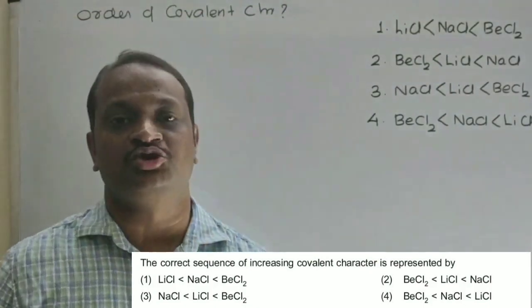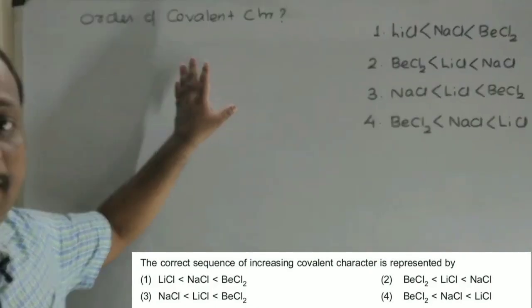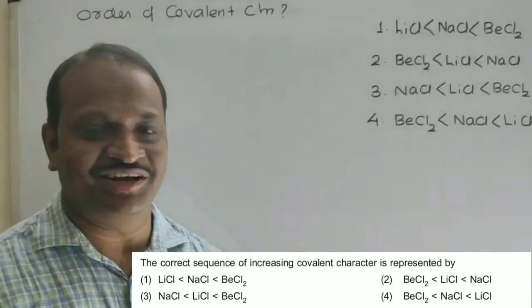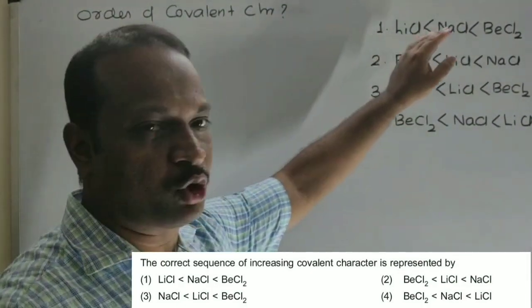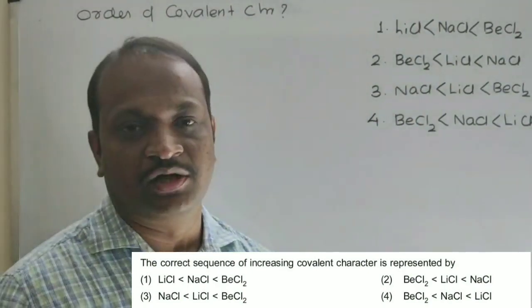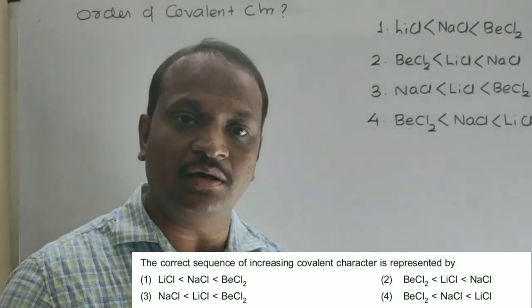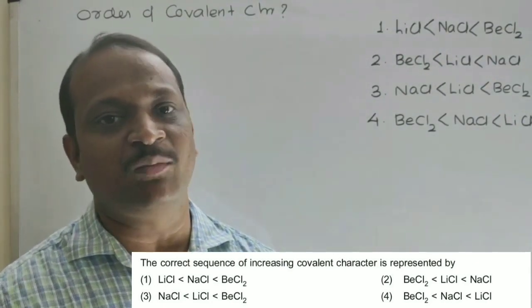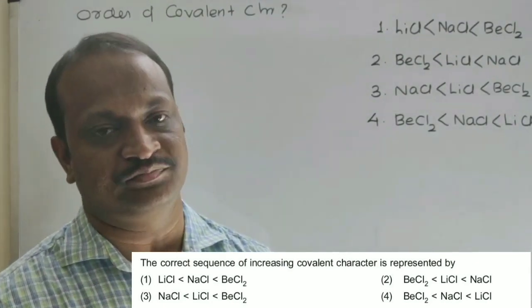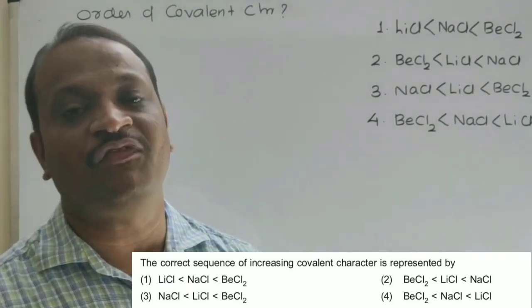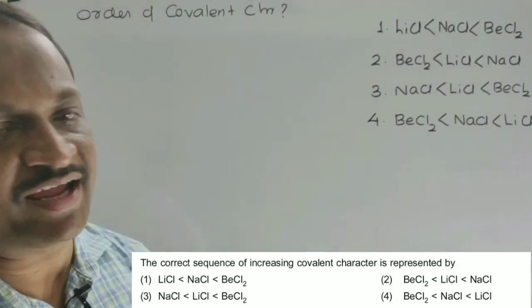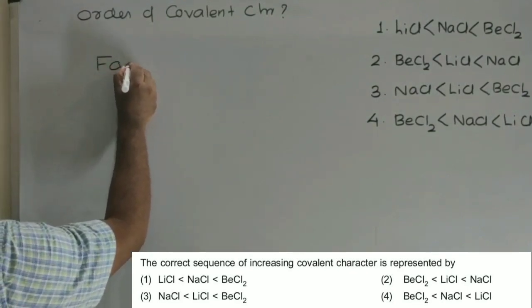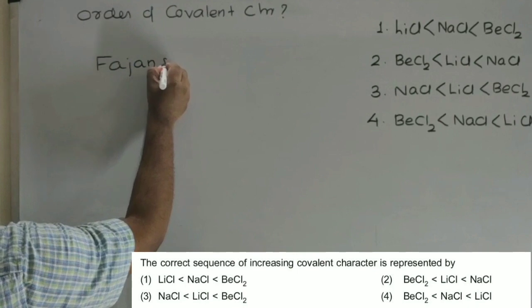See, in this particular question, what is the correct order of covalent character? They had given options. First one, lithium chloride, sodium chloride, beryllium chloride. Here this is an application of Fajans rule. So just to mention Fajans rule, I included this problem. What is Fajans rule? Fajans rule talks about covalent character. That's our next discussion.